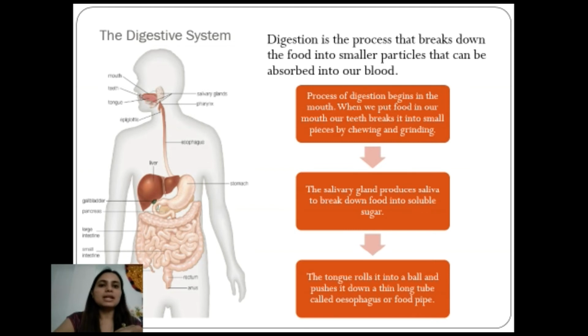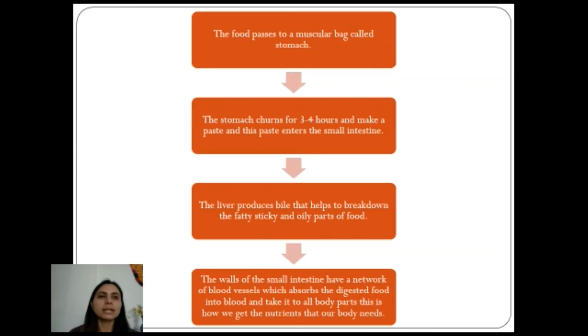Then what happens? The next step is the salivary gland. The salivary gland produces saliva to break down food into soluble sugar. The third step is the tongue. The tongue helps it roll into a small ball and then passes it down to the thin long tube, which is also called the esophagus or the food pipe. The food passes from the mouth to the esophagus and then to the muscular bag known as the stomach.